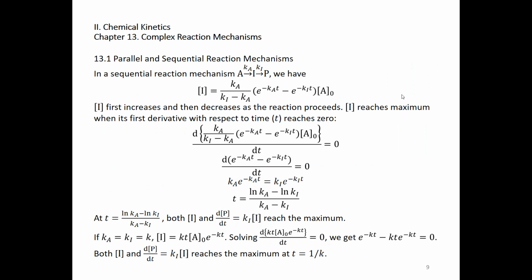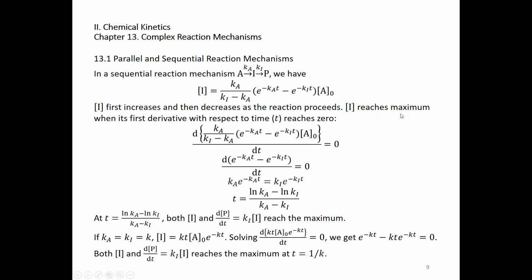In a sequential reaction mechanism from A to I to P, we have the expression of I. As we verified before, at the beginning, when t is 0, I is 0. When t is infinity, at the end, I is also 0. That means I is likely increasing and then decreasing as the reaction proceeds. I very likely will have to reach a maximum during the reaction. So how do we theoretically derive when this concentration of I reaches maximum?